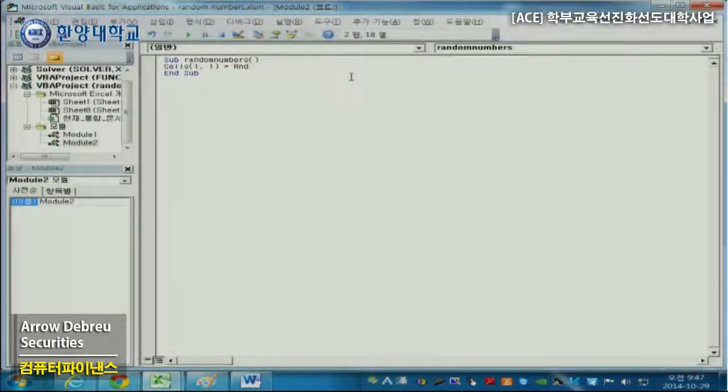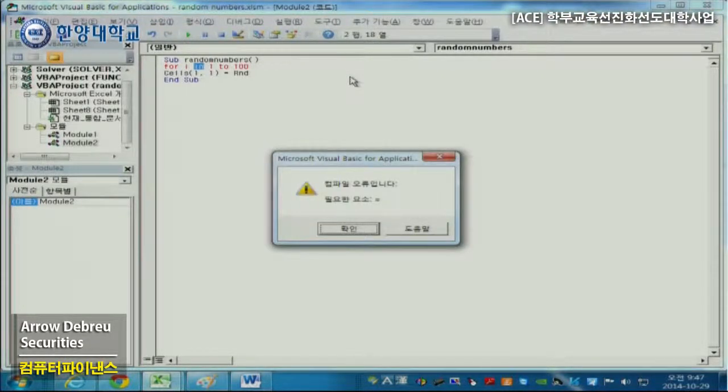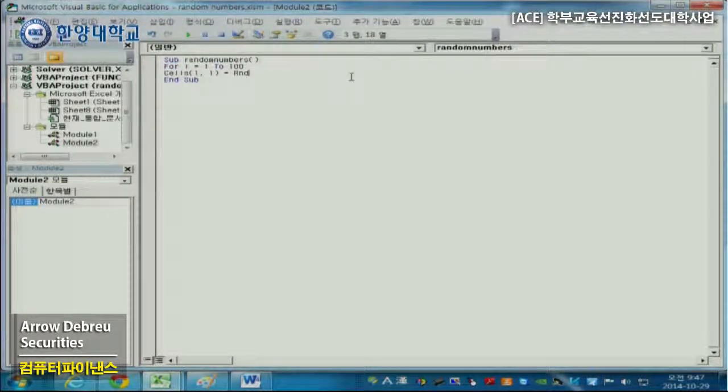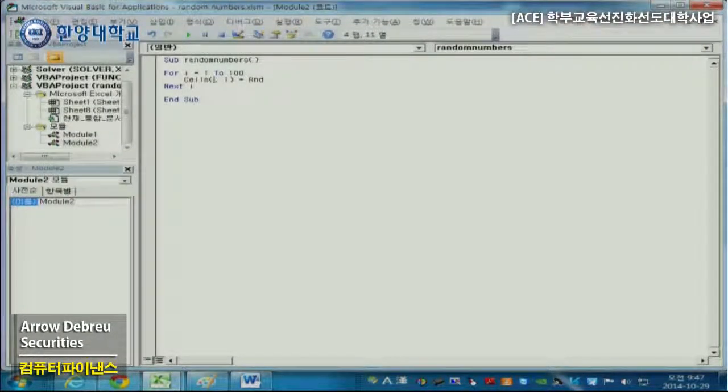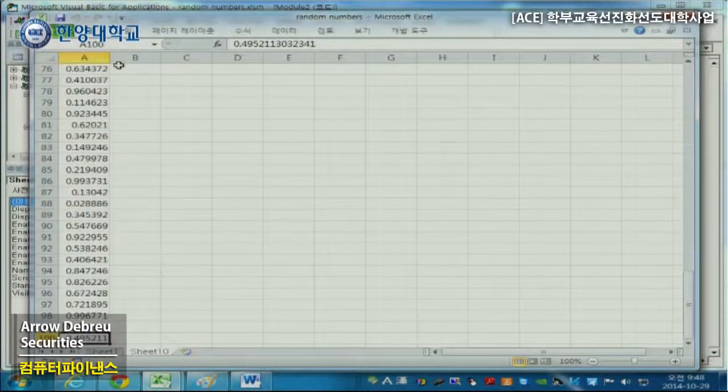So if I want to generate 100 uniform distribution random numbers, then of course I can use a For statement, right? So for I in 1 to 100, and then next. If I run this one, yes, I have 100 random numbers.